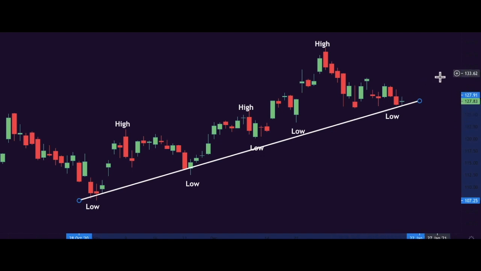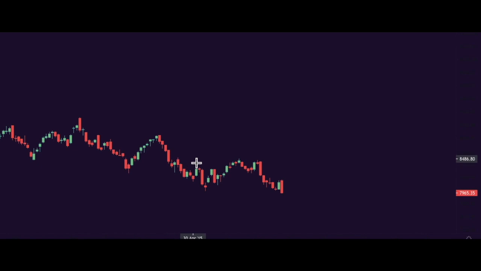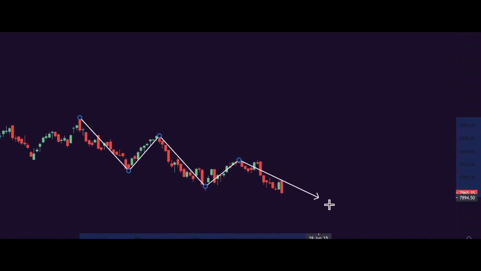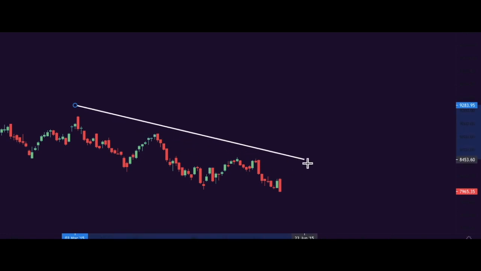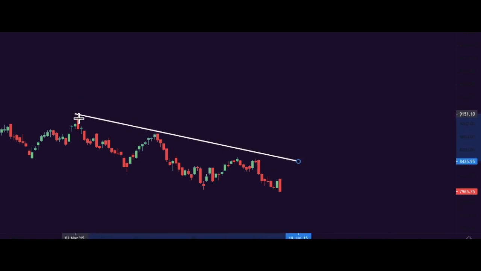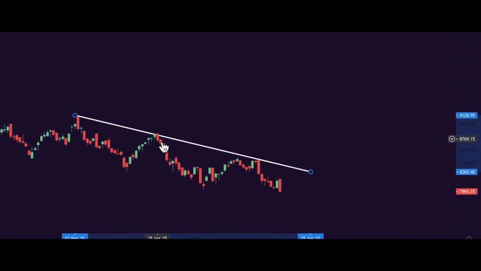Okay, now let us see one more example. In the second example, we can see that the stock is in downtrend. See, high, low, lower high, lower low, lower high and lower low. Now we clearly know the stock is in downtrend. When a stock is in downtrend, the trend line has to be drawn from the above. Okay, and now you just have to align it in such a way that it has maximum number of touches. It touched here, here and here.